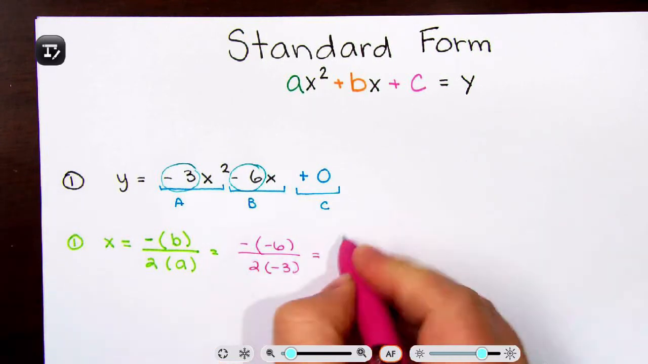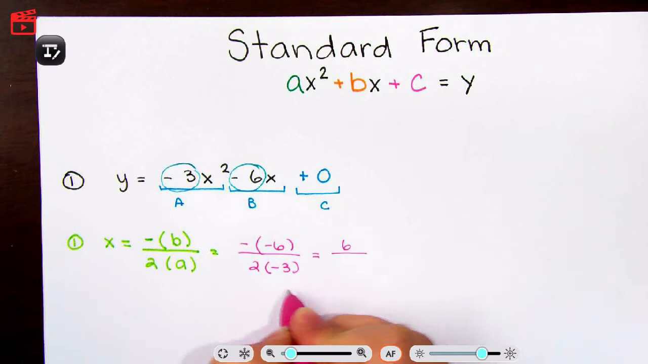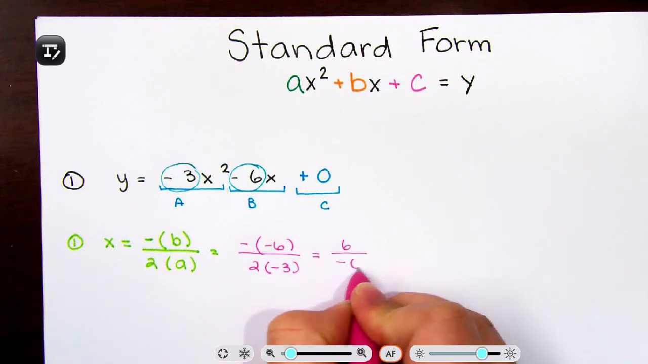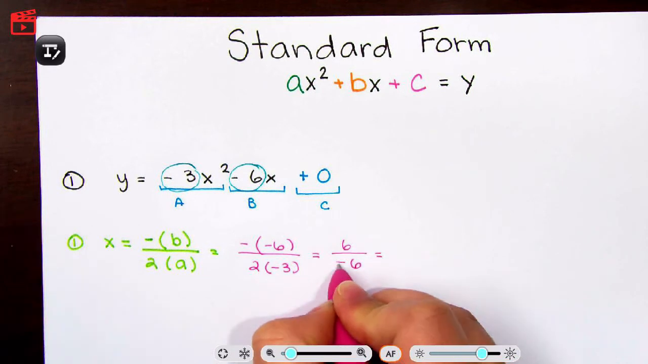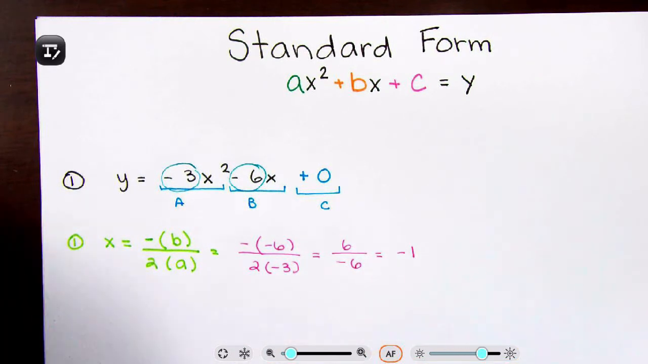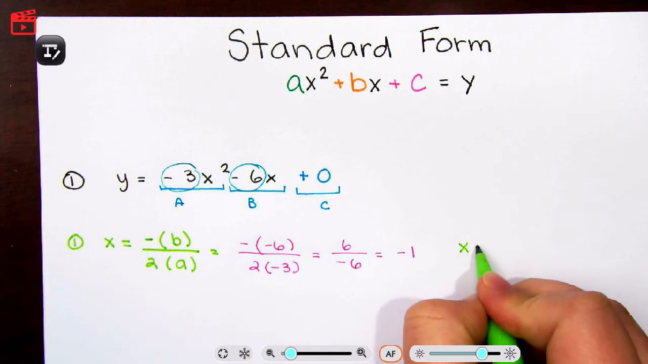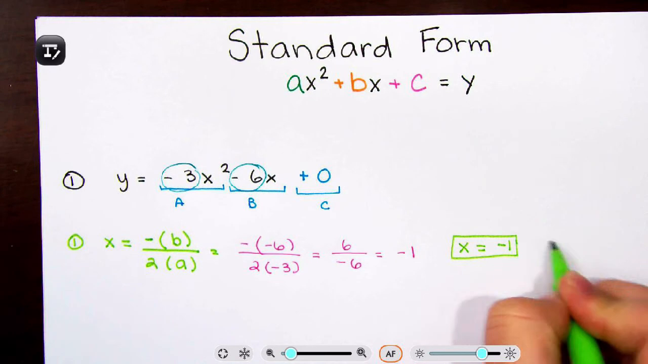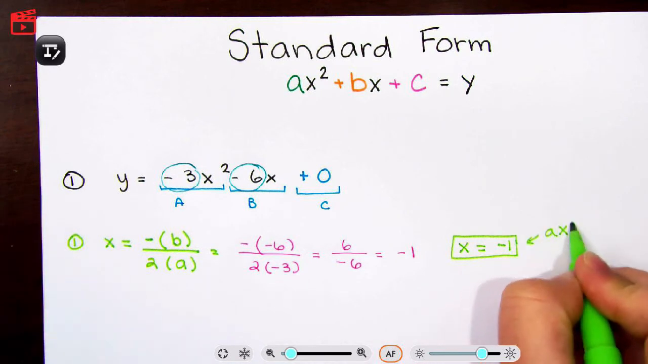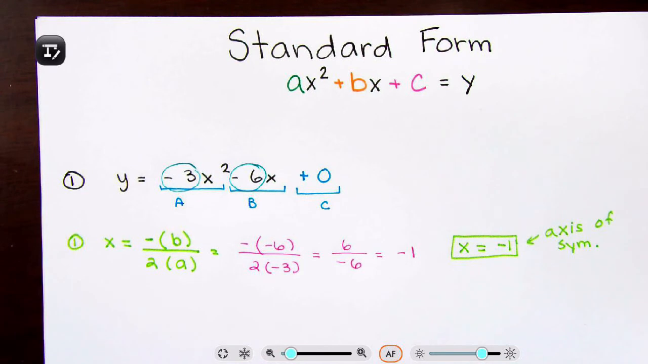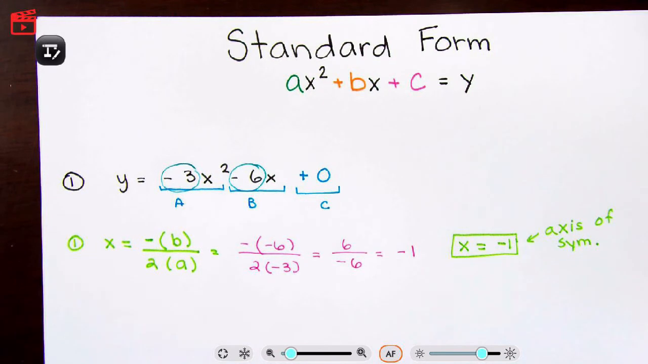Negative and a negative make a positive, so I have 6 divided by 3 and 2 make a 6. So I have 6 divided by 6, but I have a negative here, which gives me a negative 1. So that means that my axis of symmetry is at x equals negative 1. And again, that's your axis of symmetry. Now, taking that x value, you're going to move on to step number 2.